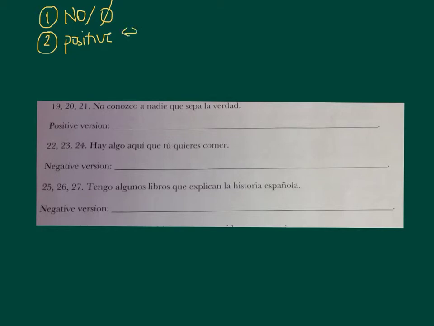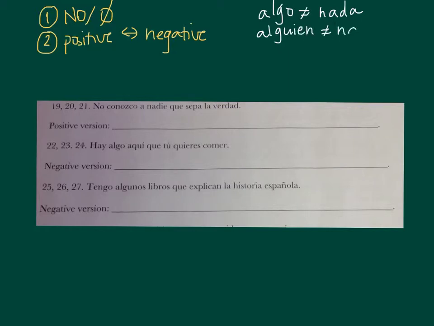And by that, I mean your algo, nada, alguien, nadie, those words. So just as a quick little reminder, that's what these are. You have algo, which is something, and the opposite of that is nada, which is nothing. You have alguien, which is someone, and the opposite of that is nadie, which is no one.